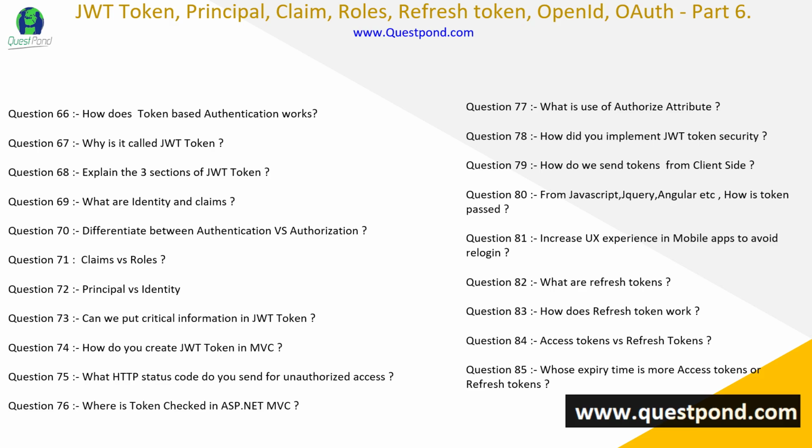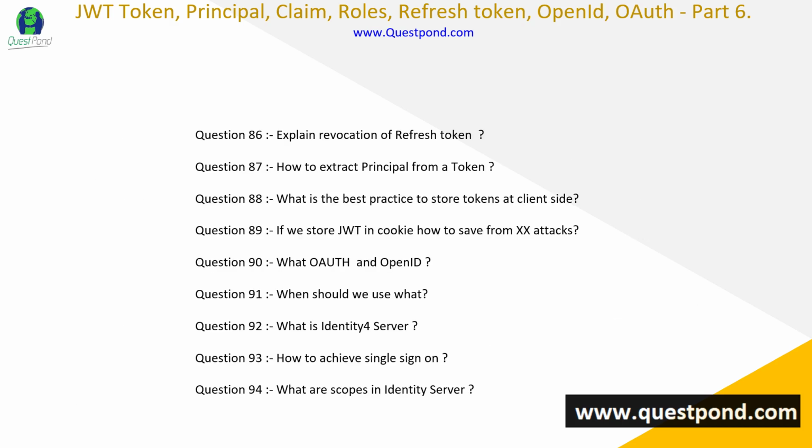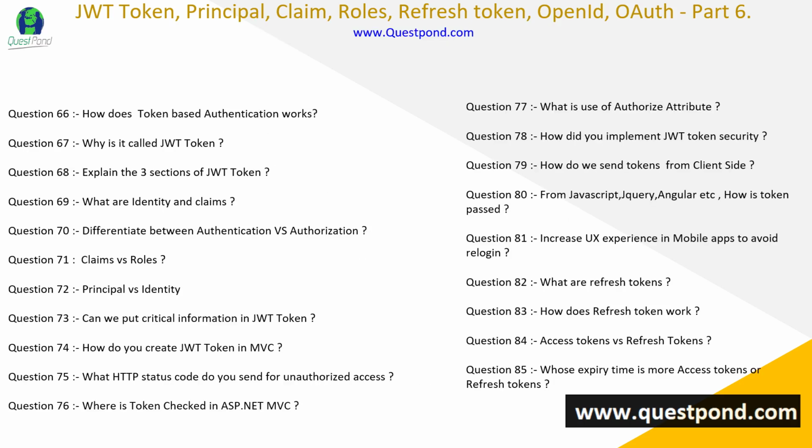So specifically the questions are around JWT token, principal, claims, roles, refresh tokens, OpenID Connect, OAuth, identity server, and so on. So here it is, 1 hour of dedicated session, lesson number 6, which has approximately 25 topics, focused on JWT token, principal, claims, roles, OpenID, OAuth, access token versus refresh token, authorize attribute, revocation of refresh tokens, OAuth, OpenID Connect, identity server, how to do single sign-on, scopes, what is the best practice, and so on. So 25 questions, 1 hour.